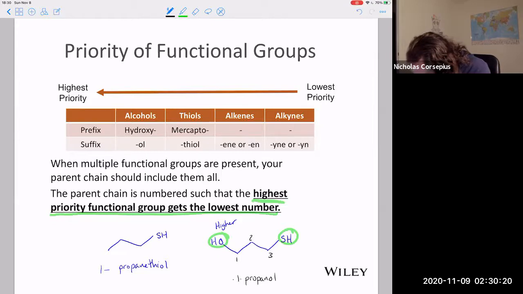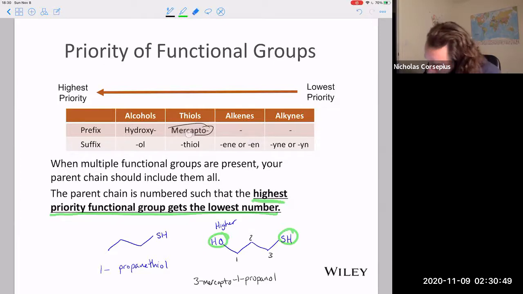The alcohol group is located at carbon 1, but then how I'm going to refer to this thiol group is with a prefix of mercapto, because it's no longer the highest priority group. If it's the highest priority group, you refer to it by its suffix. If it's not the highest priority group, you refer to it by its prefix. So this would be 3-mercapto-1-propanol.